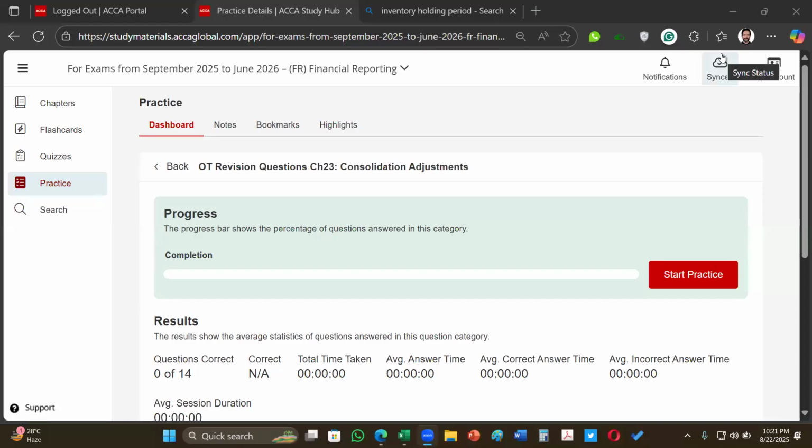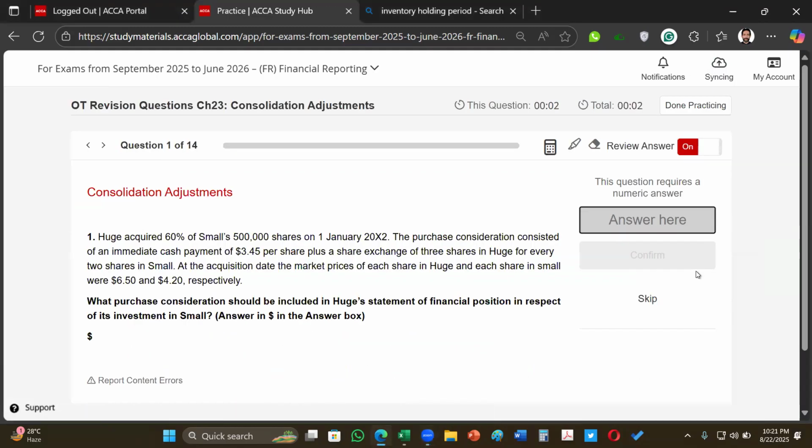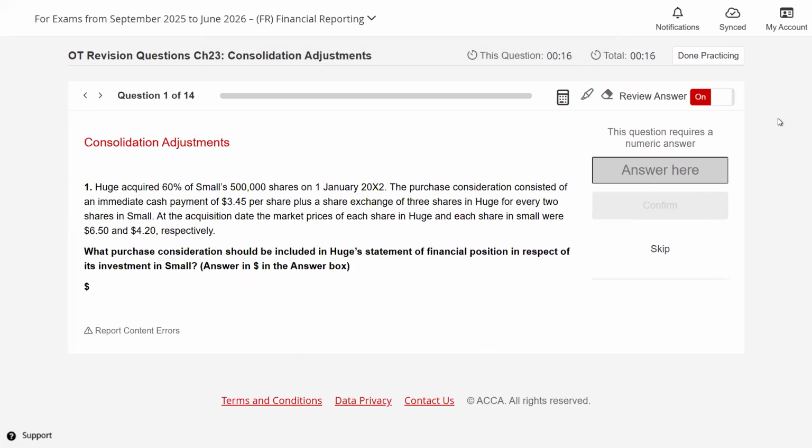Dear students, we are now looking at the second section of this third day of the revision, and we're looking at consolidation adjustments. So let's start without any delay so that we can make the best use of the time. Here we go. This is the first question in front of us. Let's look at this first question and then understand. I hope all of you are with me now.